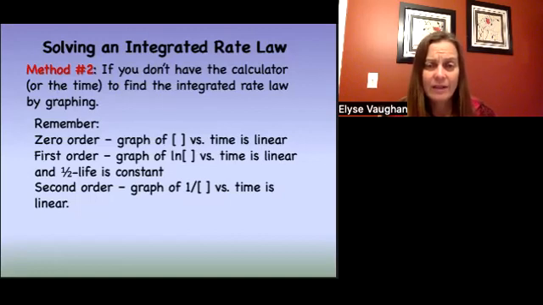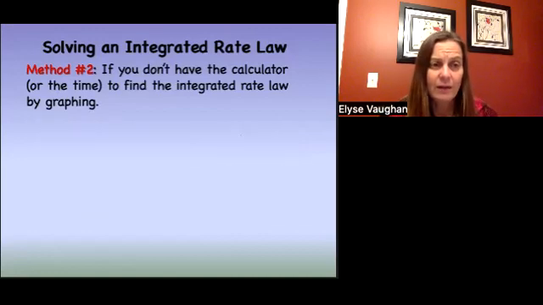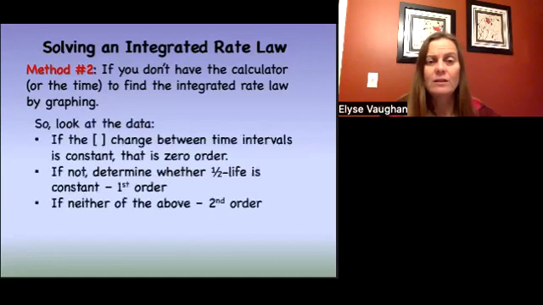So half-life is how long it takes for half of the substance to react. So we'll come back to that. And then the second order, the graph of 1 over concentration versus time is linear. So how do we find this without graphing it? Well, if the change in concentration between time intervals is constant, then we know we have a zero order reaction. If it's not constant, we're going to move on, and we're going to see if half-life is constant.